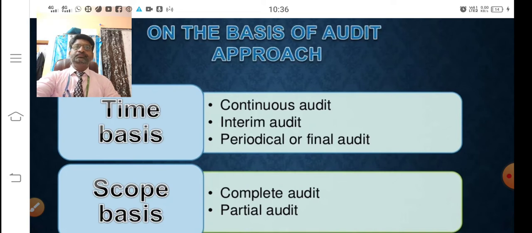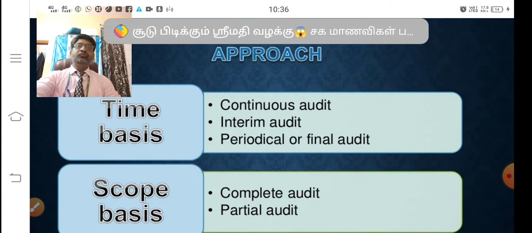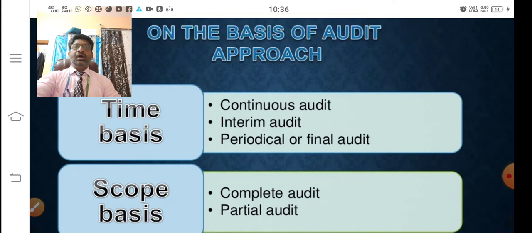So, what are the advantages of this audit? Number one, the cost of audit is less than that of continuous audit. Audit work is completed in one accounting sitting, not causing any dislocation of client work. It is not mechanical and monotonous. There is no losing the thread of work. So these are the advantages of periodical audit.